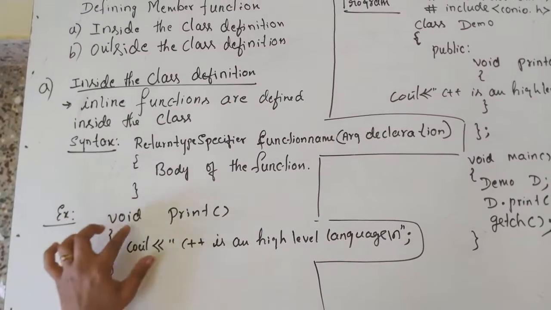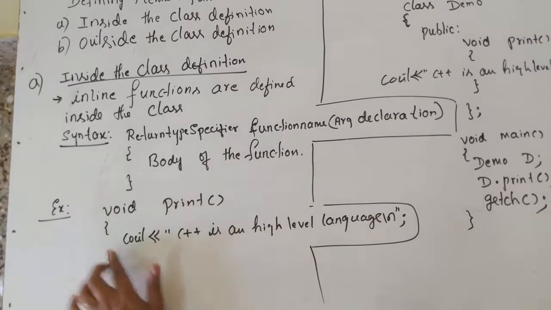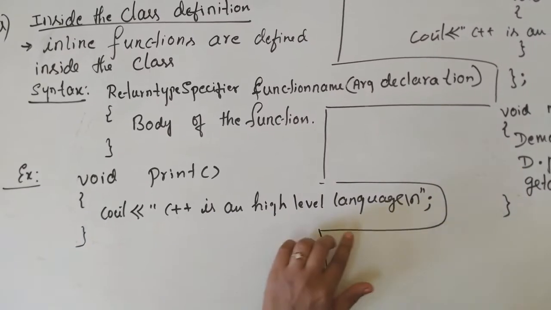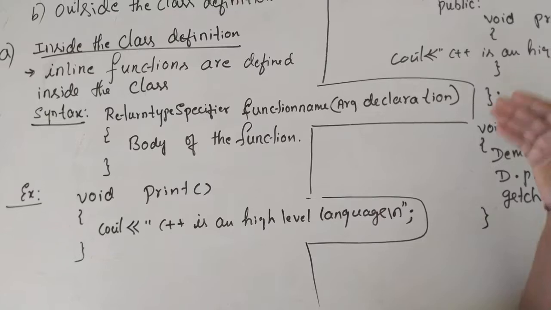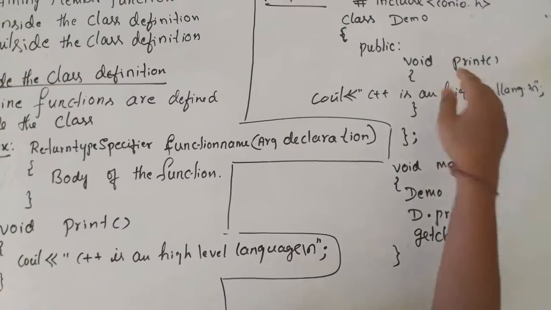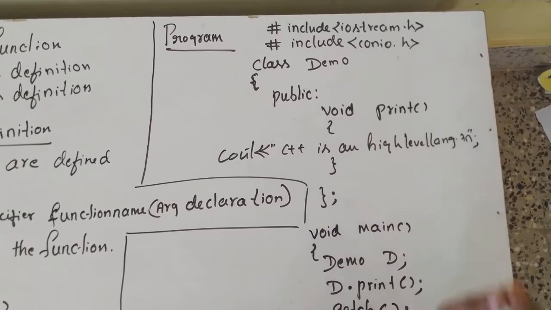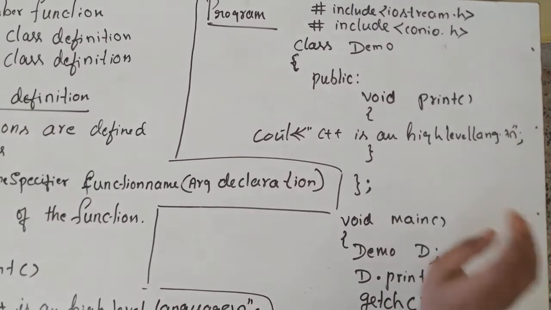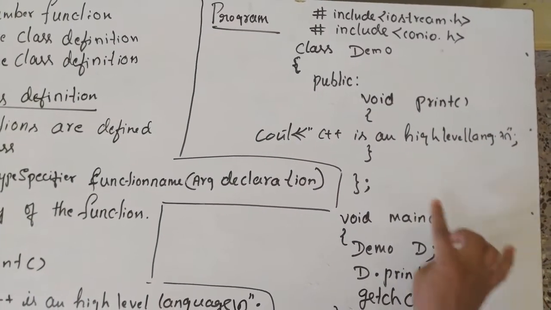Then an example, void print. I have taken a simple function here. In that function I have displayed a statement: C++ is a high level programming language. And I have taken a simple program to help you understand. Class demo. That class has only one member function, that is void print. That function displays the message: C++ is a high level language. So I call that function through the main function.